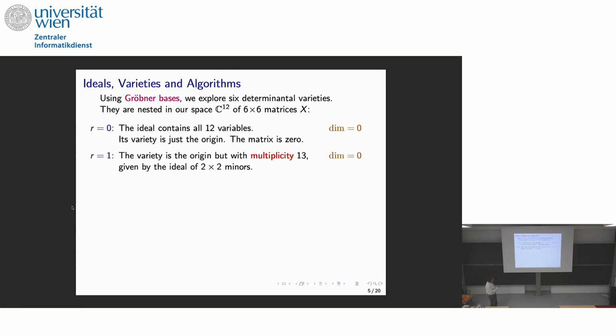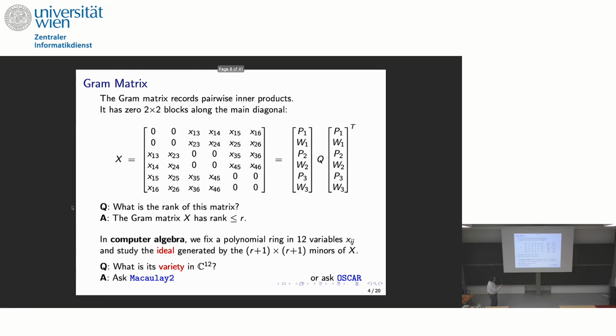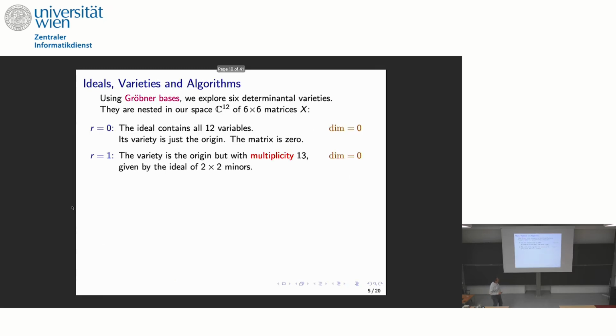Well, let's go to rank 1. So that's a little more interesting. Now I'm taking the 2 by 2 minors of this matrix, and I say, what happens if the 2 by 2 minors are 0? Well, it turns out the variety is still just the origin. But now it's only the 0 matrix, but this solution has higher multiplicity. It has multiplicity 13, but the dimension is still 0.